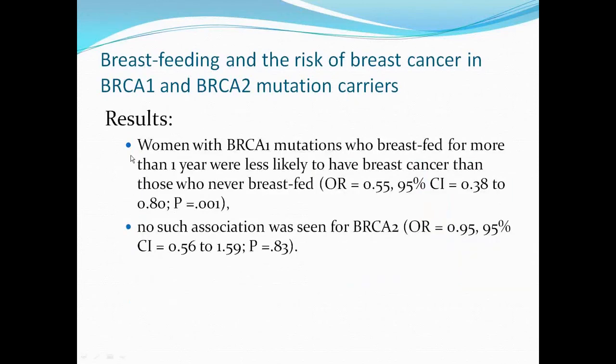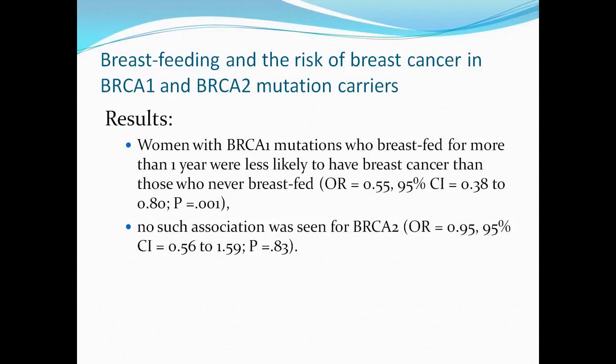And so the results of the study showed that women with BRCA1 mutations who breastfed for more than 1 year were less likely to have breast cancer than those who never breastfed. So they showed that there was a 45% risk reduction, or the odds ratio was 0.55, and the 95% confidence interval was 0.38 to 0.80. And the p-value was less than 0.05. It was reported as 0.001. So this was a significant result that they found for women with BRCA1 mutations.